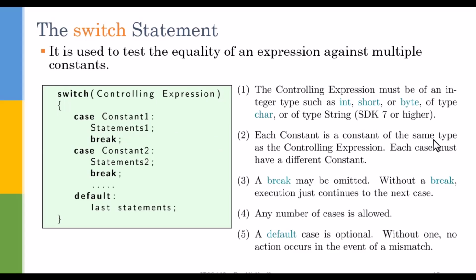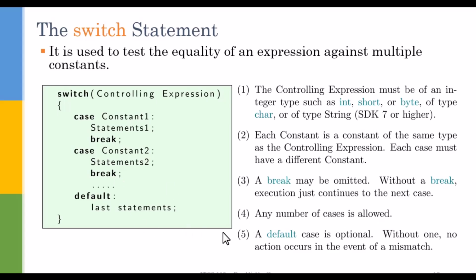Each constant is a constant of the same data type. So if you put here integer, you should not put the constant strings because you are testing for constants of that variable. A break may be omitted. Omitted means skipped. You cannot write it. But without a break, execution just continues to the next case. So if you don't have a break, this is like a wall between these two cases. If you remove this break, then you are removing the wall. And when the computer comes to this case, it will immediately go to the next case.